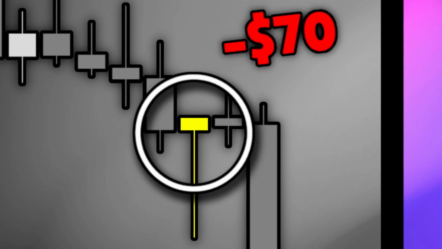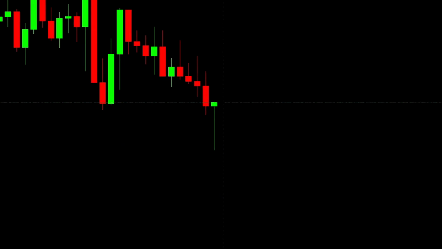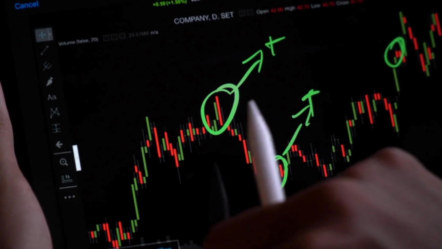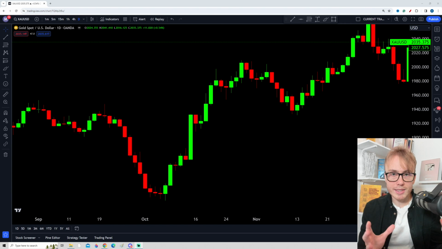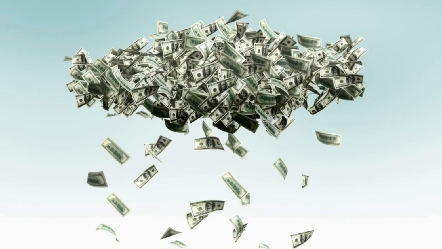The difference between this and this candlestick pattern can mean buying here versus here. But I haven't really seen anyone teach the exact techniques to find the best candlestick setups. So in this video, I will give you guys a 3-step formula that you can use before every single trade to take better trades and as a result, make more money.